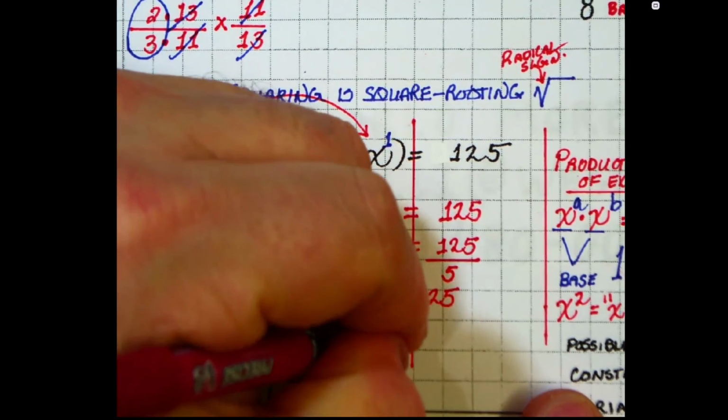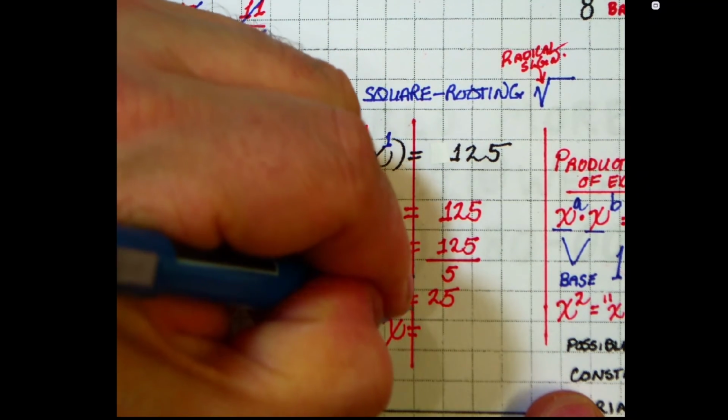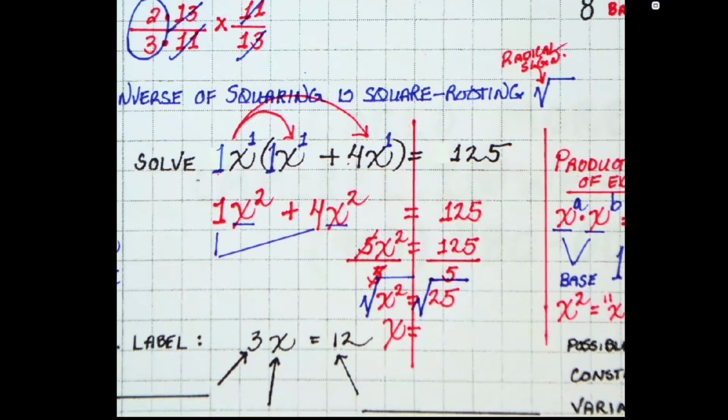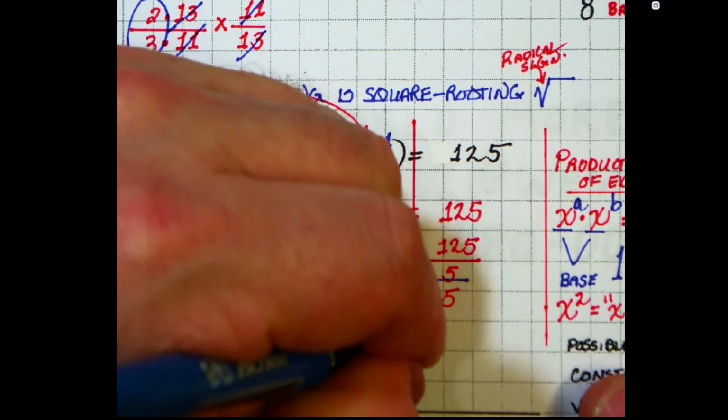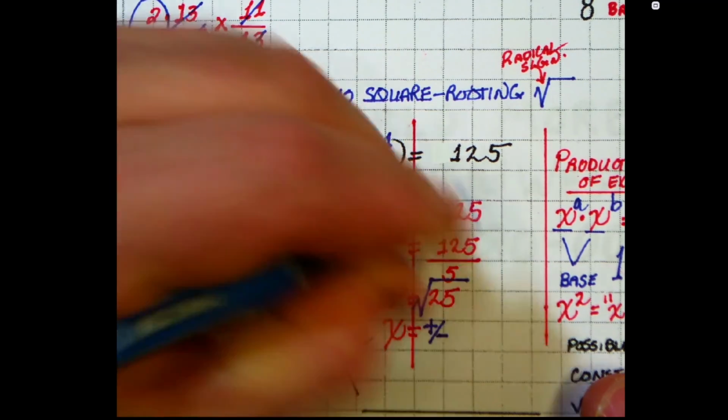But we have to do the same thing on the right side, just like anything else in algebra. It's only legal if you do it on both sides. So we're going to have to take the square root of 25. And everybody knows the number, it's 5. Now, most of you are going to write down x equals 5, but that's not quite true. It's actually x equals plus or minus 5.